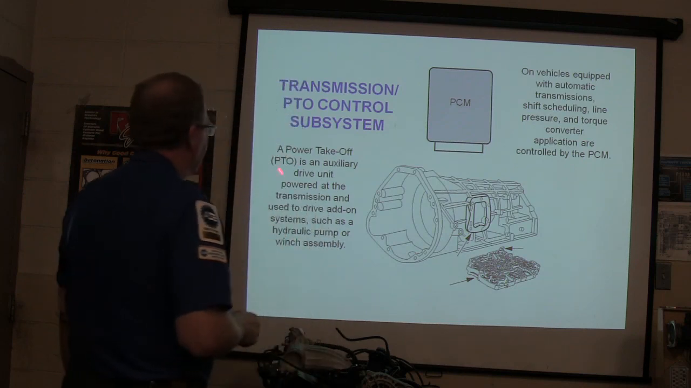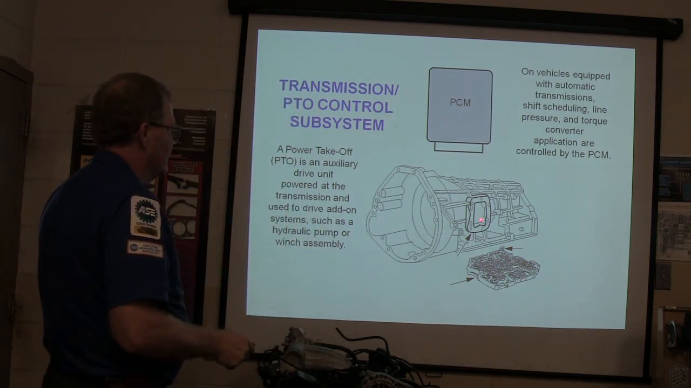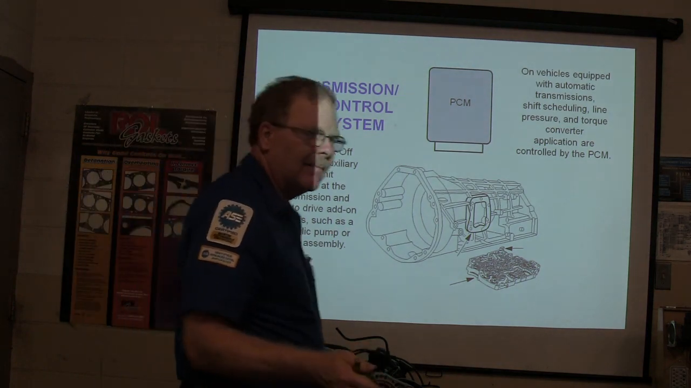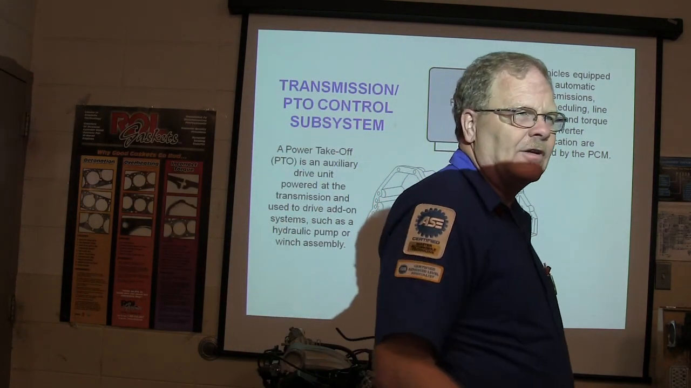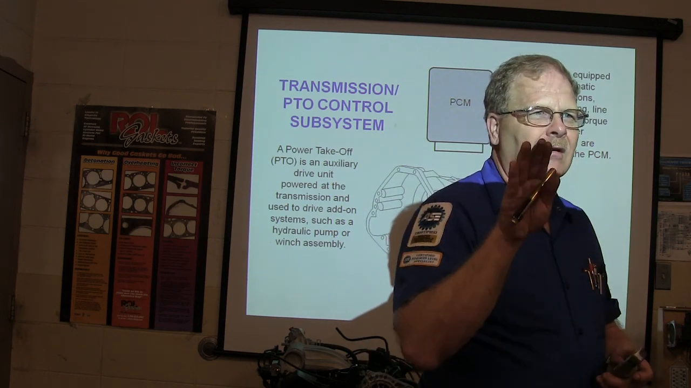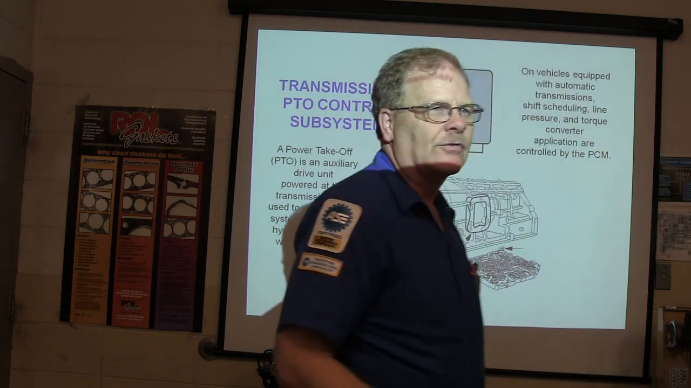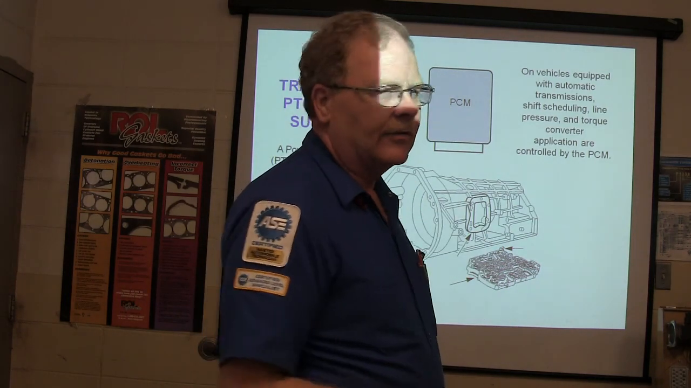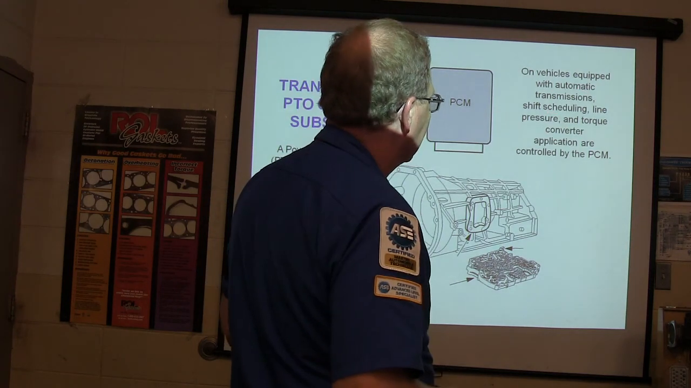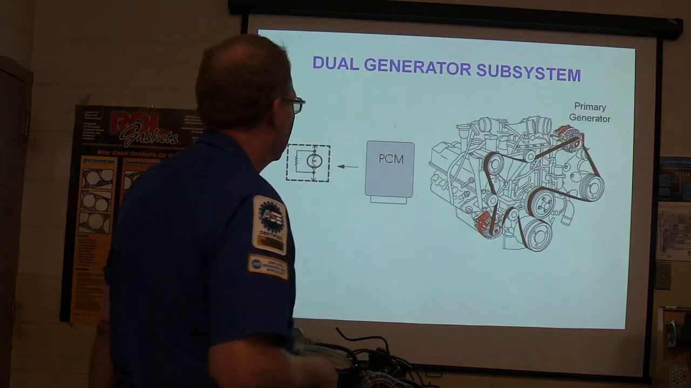But power takeoff is an auxiliary drive unit. It powers off the transmission, and it goes in there and operates something like a pump that you'd have on the side, like on a wrecker. It's got a hydraulic pump to operate your rear, all that stuff. Or if you've got a fuel truck that's hauling fuel, it has to have some kind of a pump on it for that. So there are other things that you use power takeoff for.